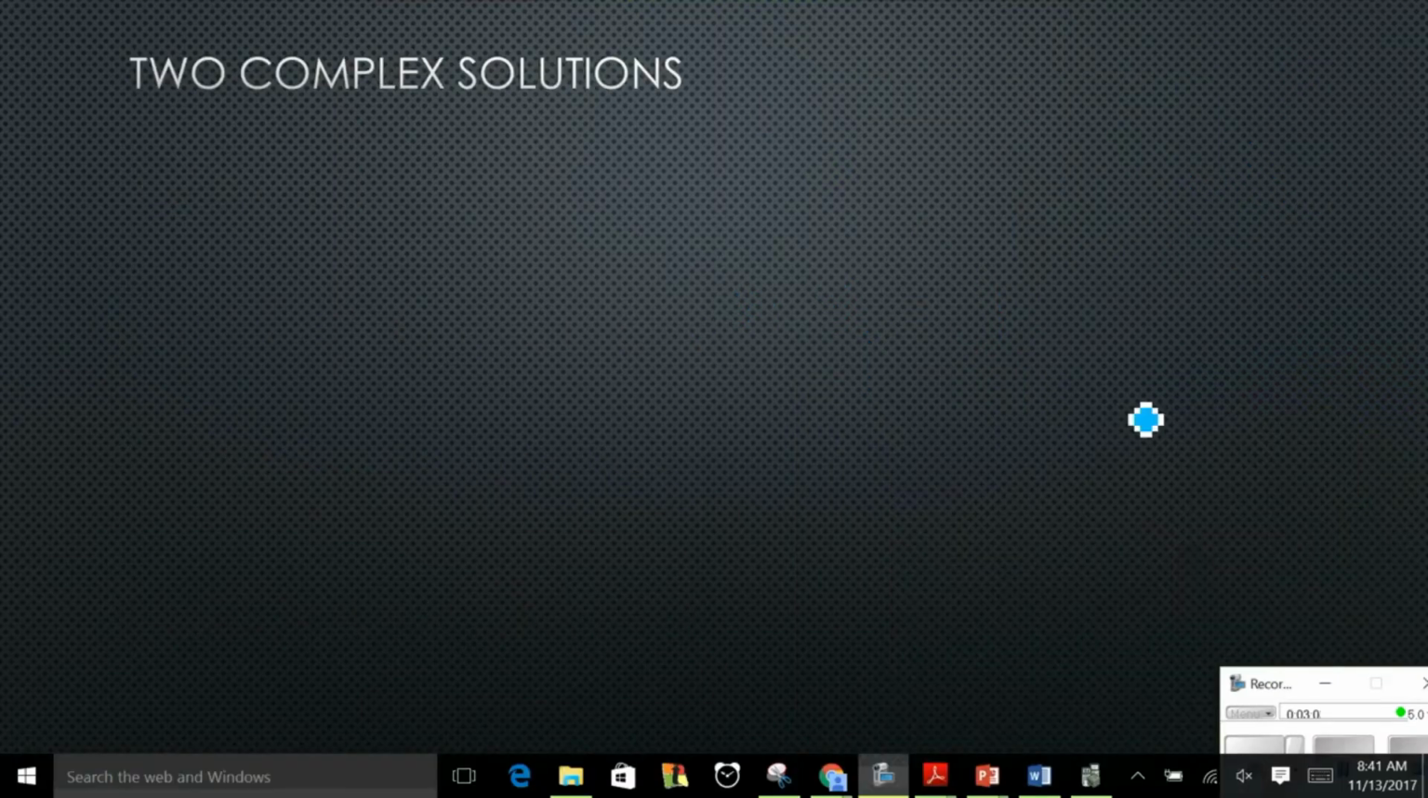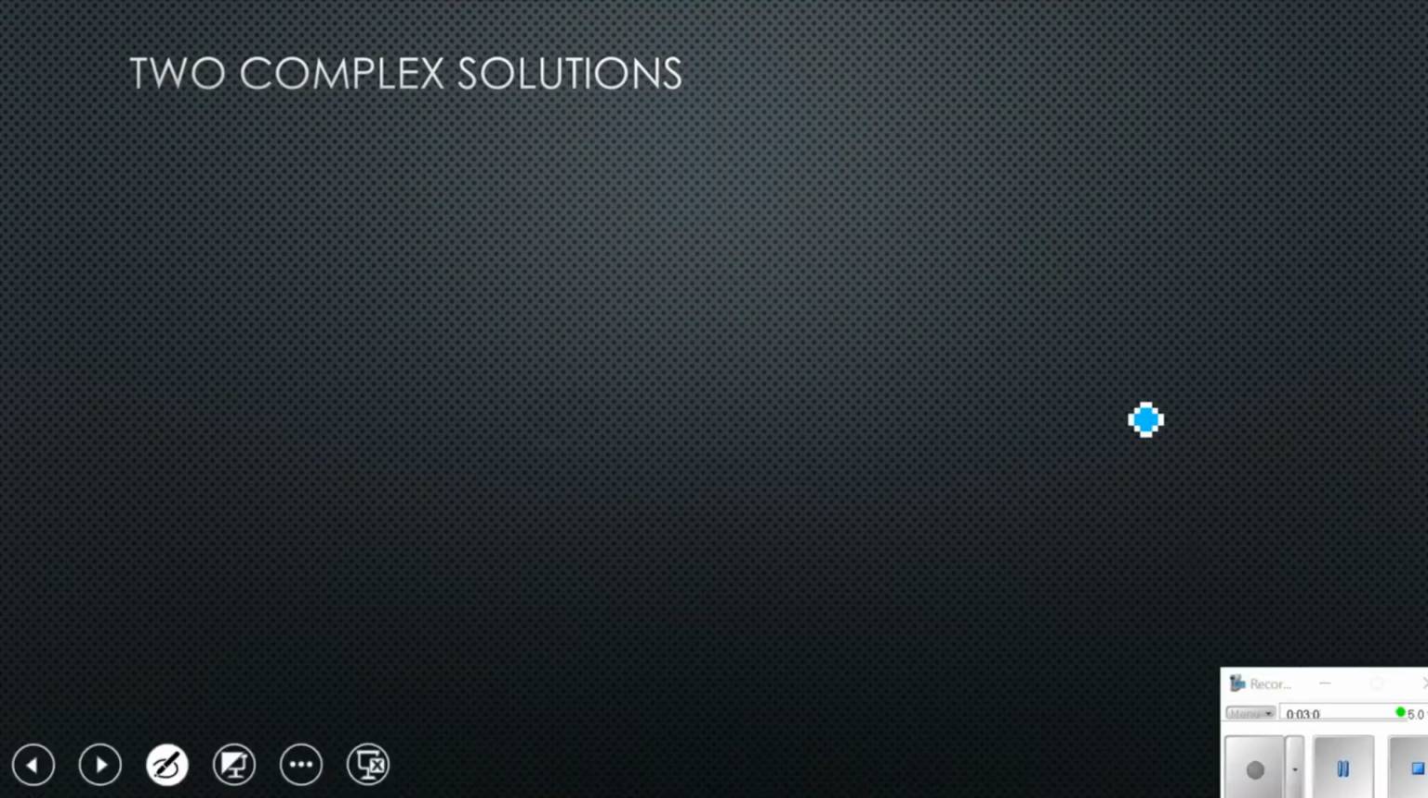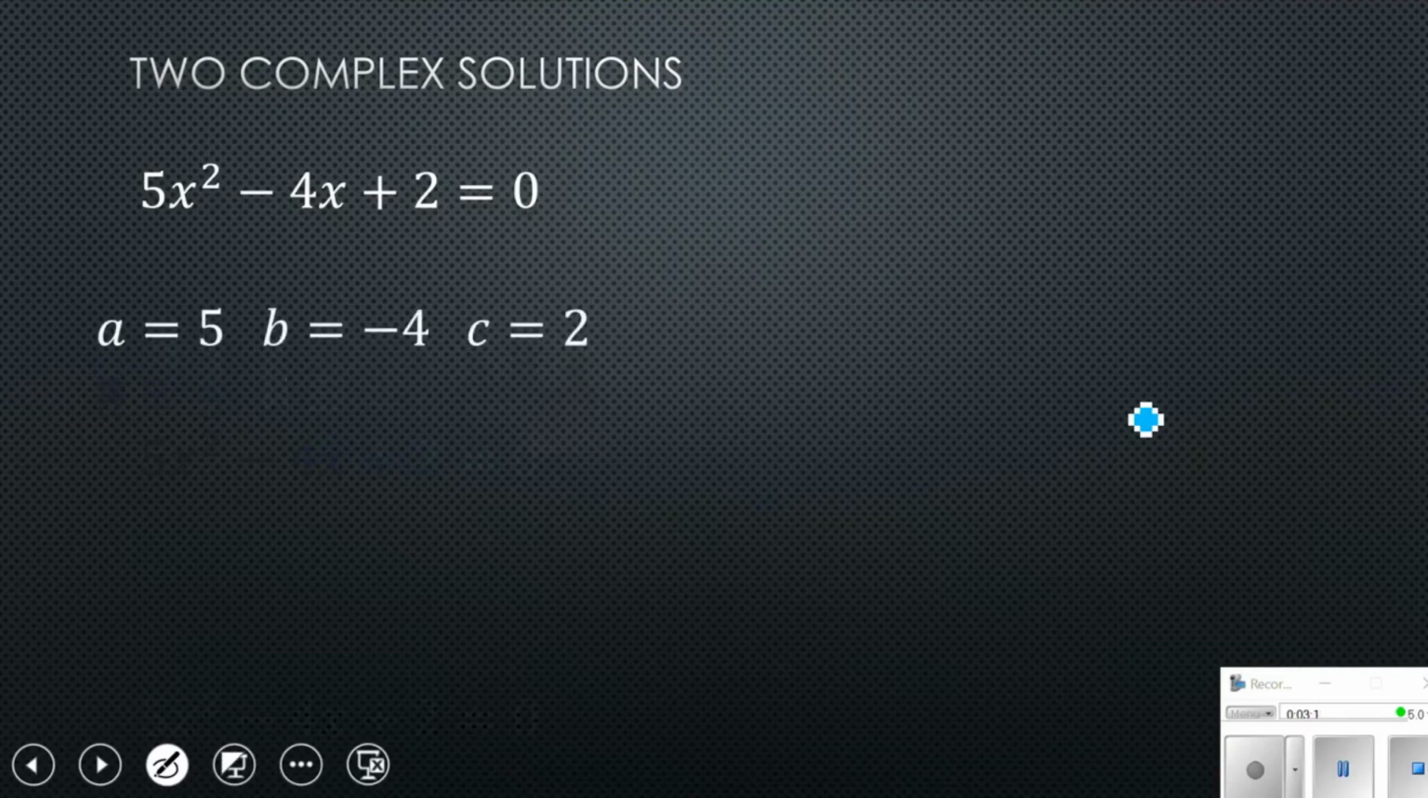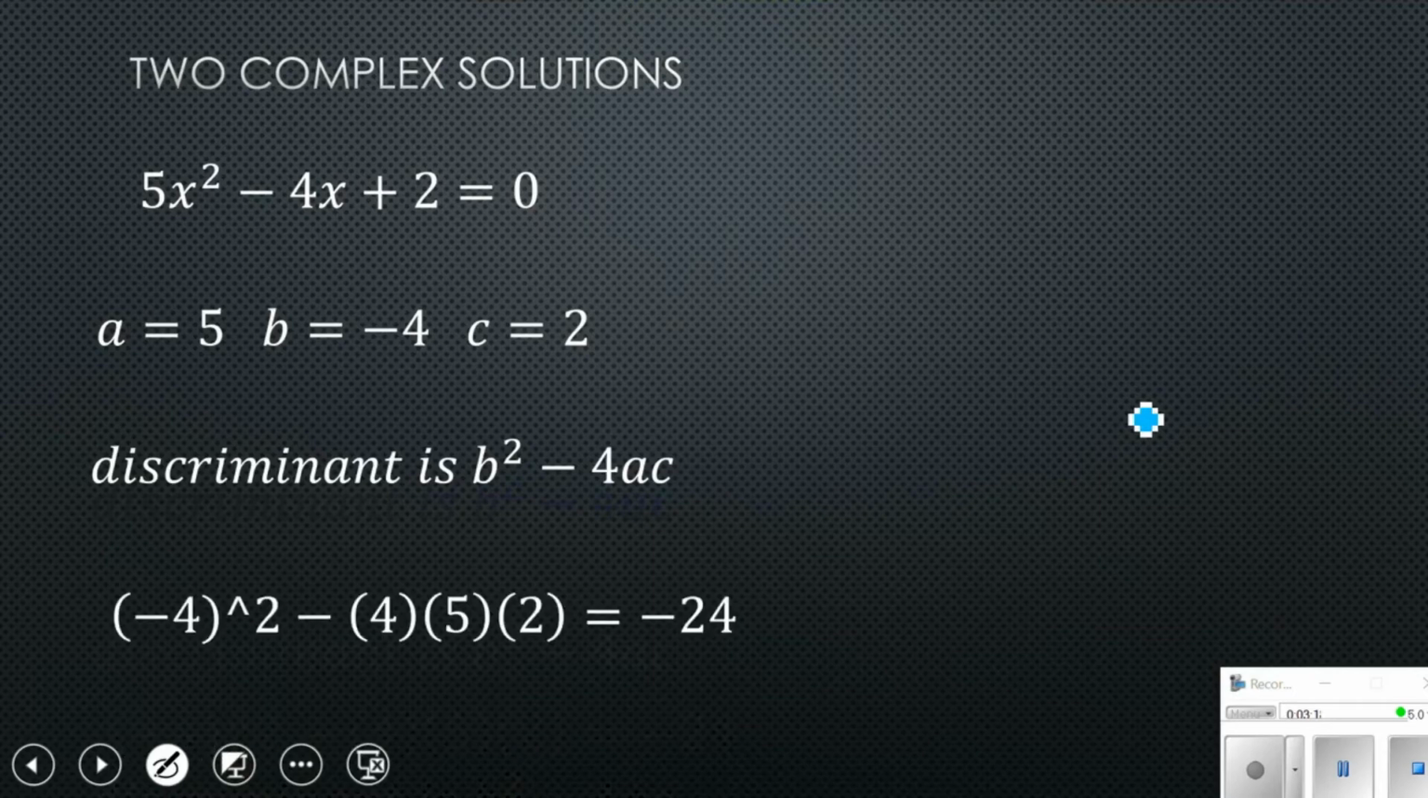Okay, our third case that we can get is two complex solutions. Let's take a look at an example that gives us that. So in this case, here's our quadratic equation. Again, identify a, b, and c. Use the discriminant, b squared minus 4ac. Plug everything in, use your parentheses, and in this case we get -24.